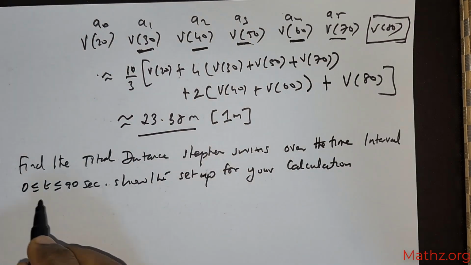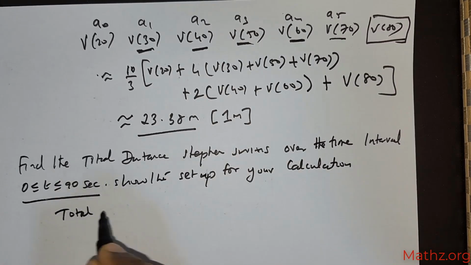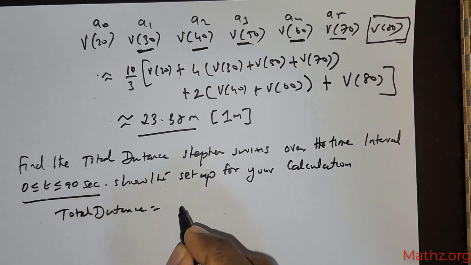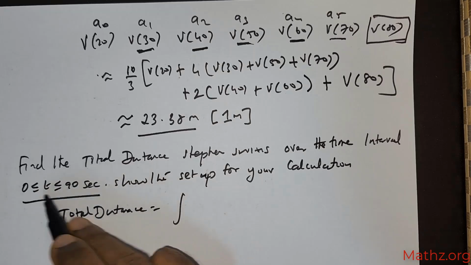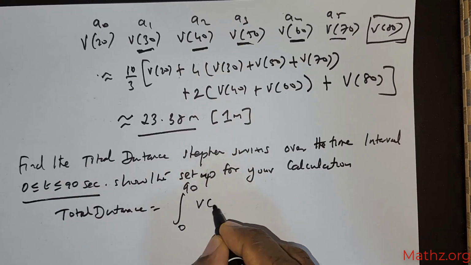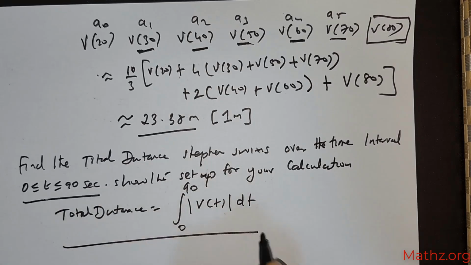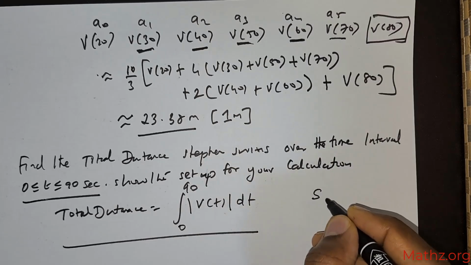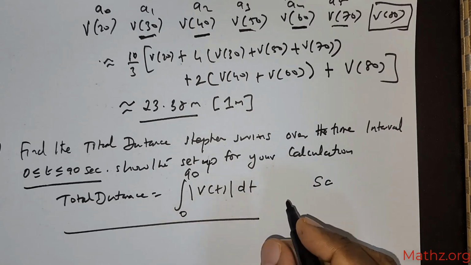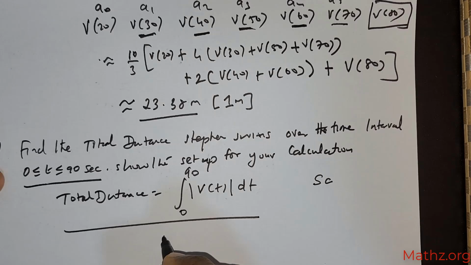Now this is the last part. They are asking us to find the total distance. So what you need to do is write this setup. Total distance is equal to the integral, the initial point is 0, the final point is 90, and we are expected to find the modulus of v of t dt. Now this is a very important setup, after which you can apply your scientific calculator and then key in the v of t function between the limits 0 to 90 and get an approximate value.